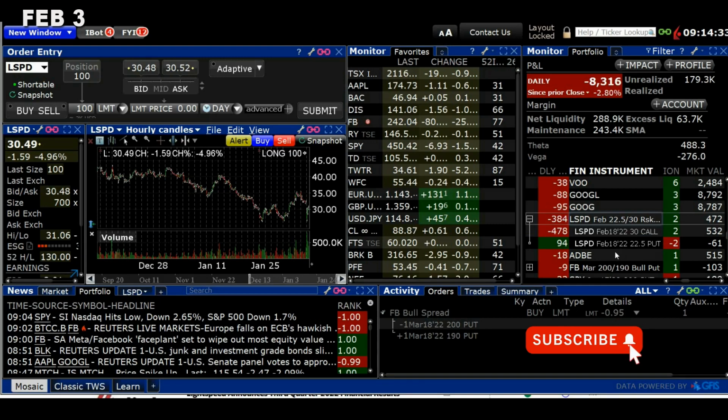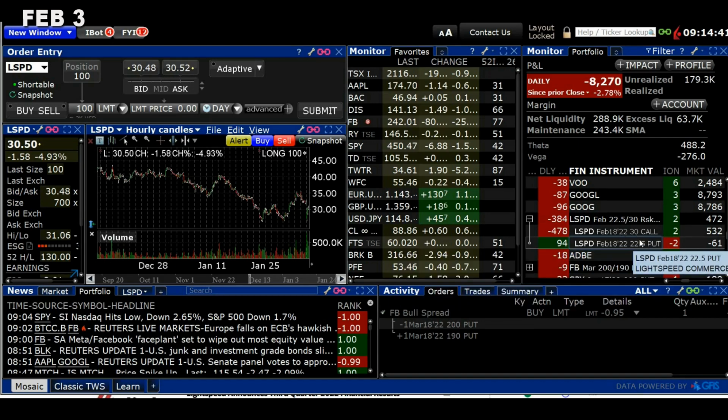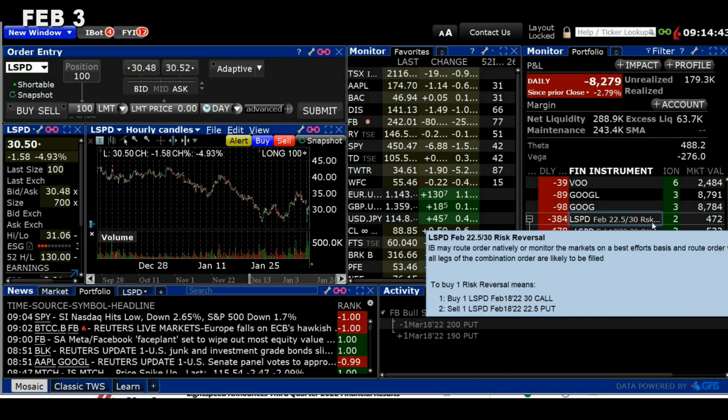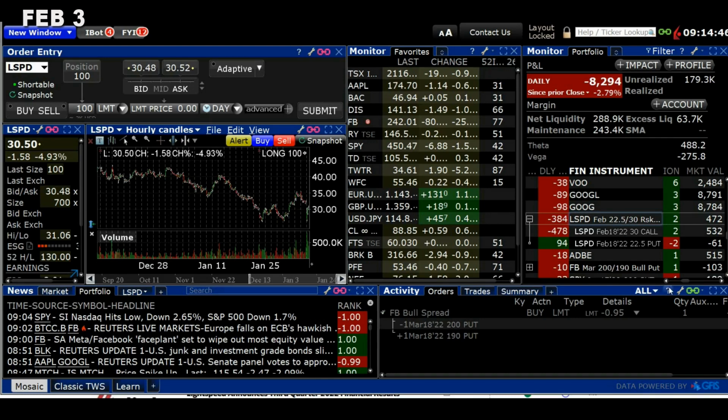Plus, there's a possibility that I could get assigned because I have a 22.5 put option that I sold. But that was very unlikely. So overall, I paid $7 for this risk reversal, and I think I'm going to close it today.